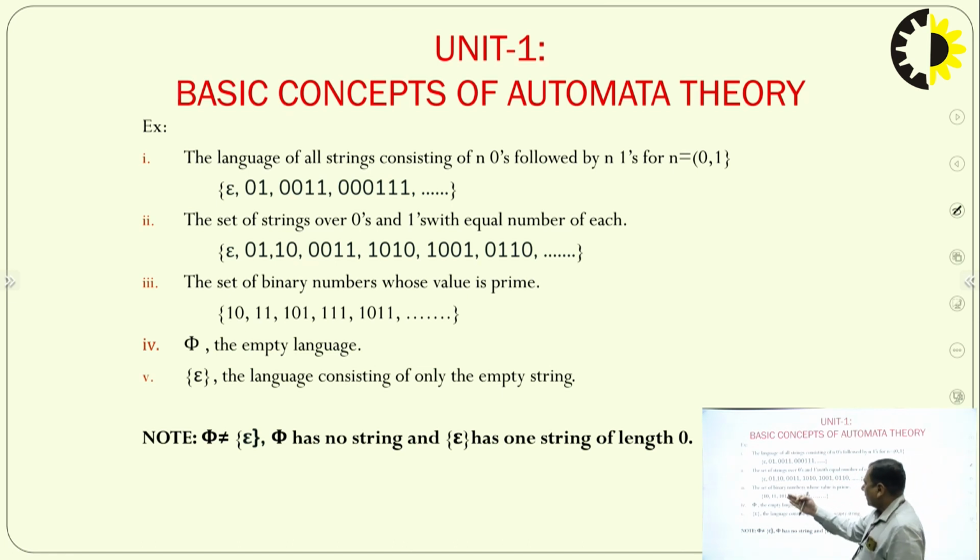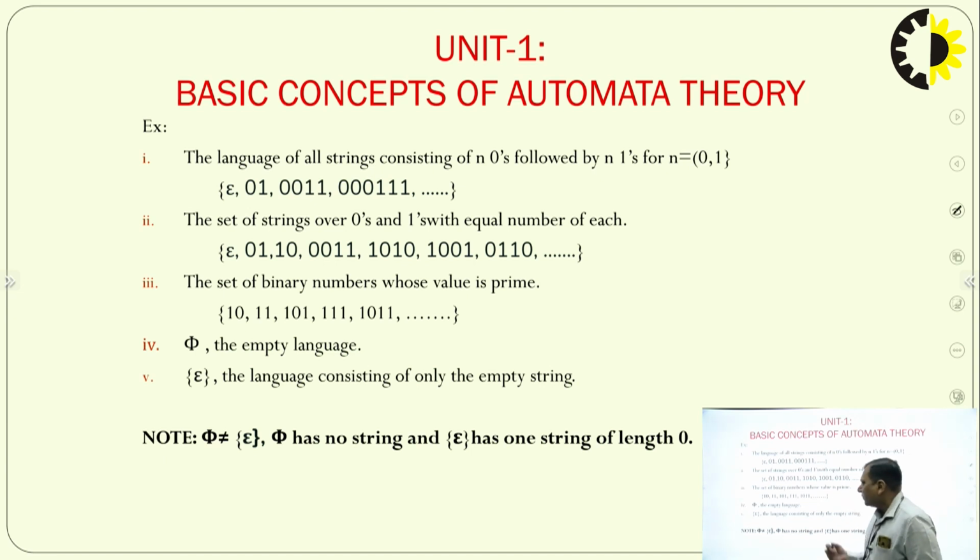Number 3, the set of binary numbers whose value is prime. तो ऐसा हमें सेट बनाना है जो प्राइम नंबर को लेता हो लेकिन we have to represent in binary. तो ऐसे कौन कौन से नंबर हैं? 2 है तो we can represent by 10, 3 है we can represent by 11, 5 है, 7 है, 11 है and so on.